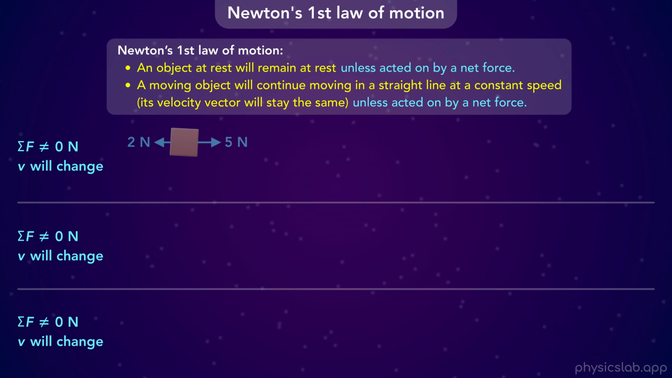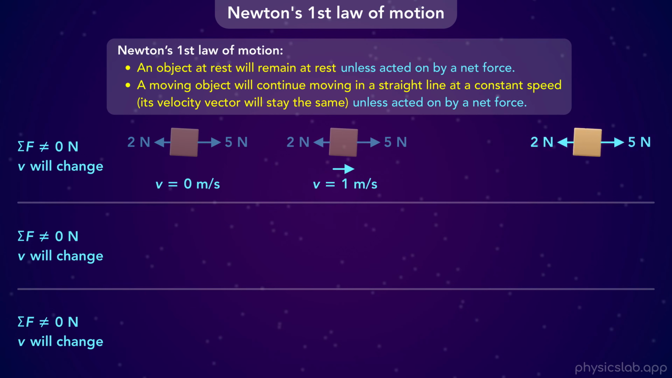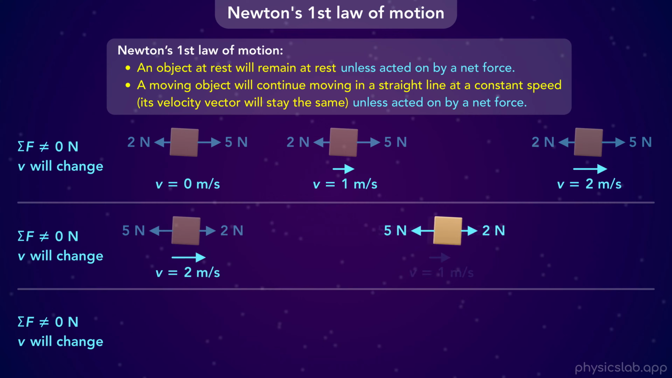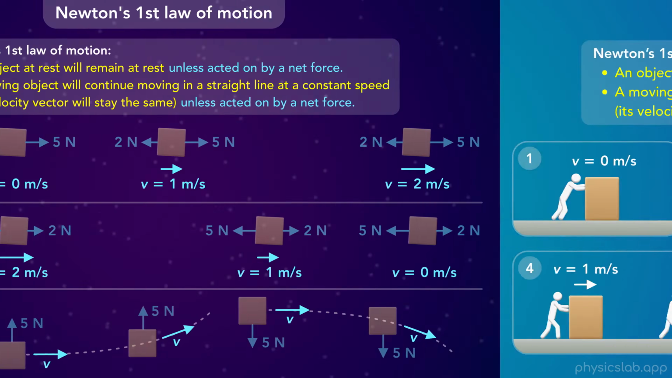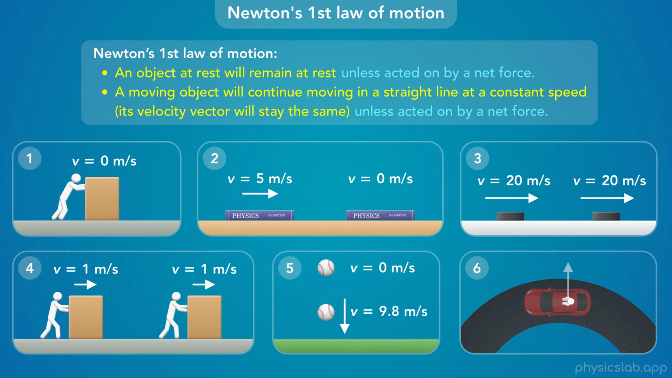If there is a net force acting on an object, then it will not remain at rest, and its velocity will change. The net force might cause the object to start moving from rest and speed up. It might cause the object to slow down or stop. Or, since velocity is a vector, it could also cause the velocity to change direction, not just magnitude. We can use Newton's first law to explain any motion that we see, at least conceptually.